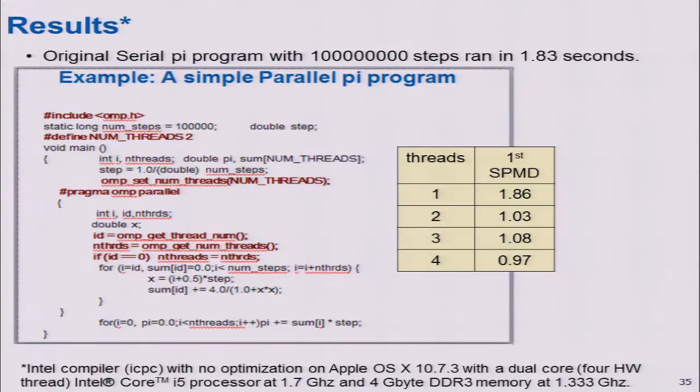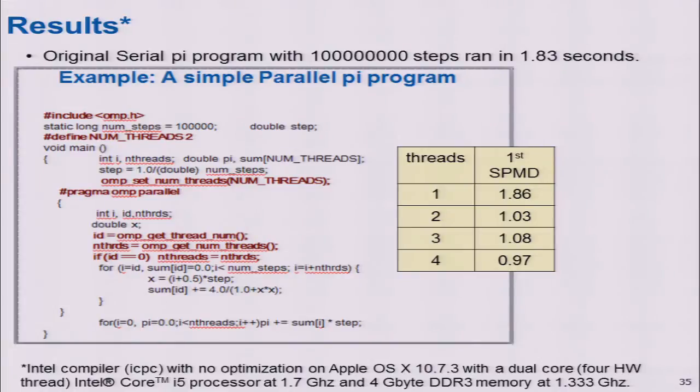1.83 seconds if I run just the pure straight serial program without OpenMP. If I run it with OpenMP on one thread, it gets 1.86. So you notice I am very, very honest. I'm not like some people who lie to you and compare to the parallel version of the program on one thread. You always have to compare to the serial version without the parallel programming environment. So you can see that I got 0.03 seconds overhead just by going to a parallel API. So 1.86 seconds with one thread, two threads 1.03, three threads 1.08, four threads 0.97.